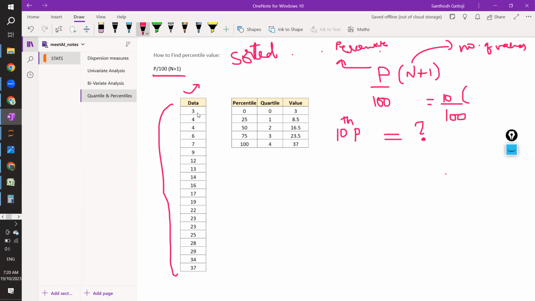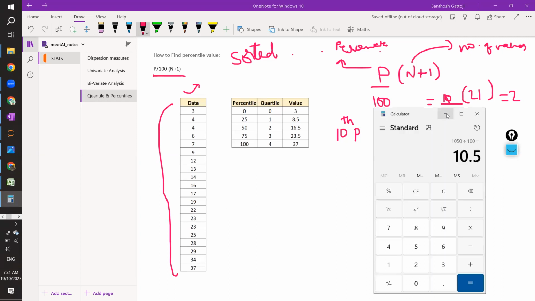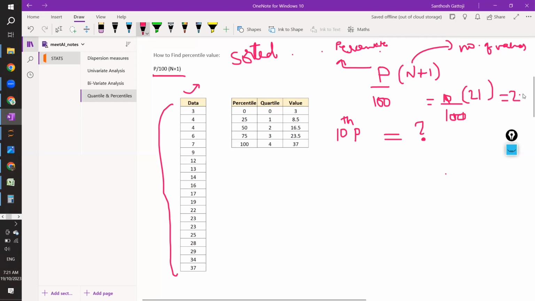What is the count, guys? 1, 2, 3, 4, 5, 6, 7, 8, 9, 10, 11, 12, 13, 14, 15, 16, 17, 20. Fine, 20. So if you calculate this, 20 plus 1, oh sorry, correct, thanks. 20 plus 1 is 21. Then what will be this value, guys? 2.1. Okay, 2.1 is important, guys.